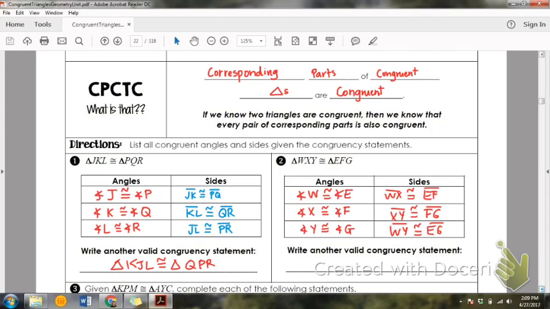Okay, these are the missing sides, so you can go ahead and pause and check your answers. And if I said triangle YWX, what would you say? You would say triangle GEF.